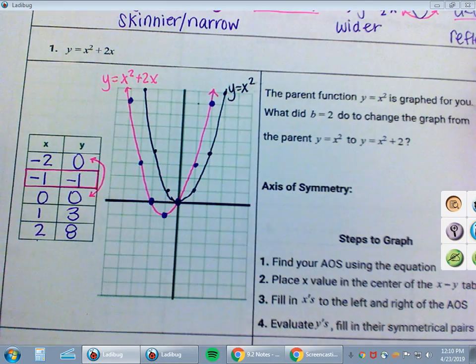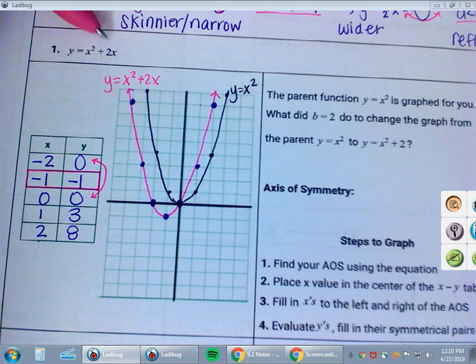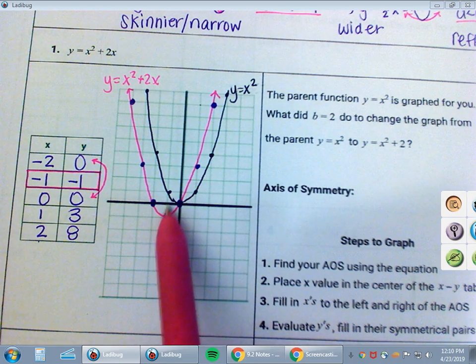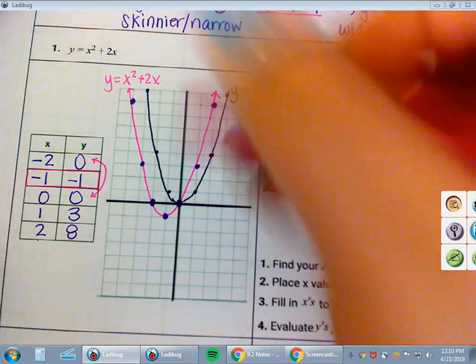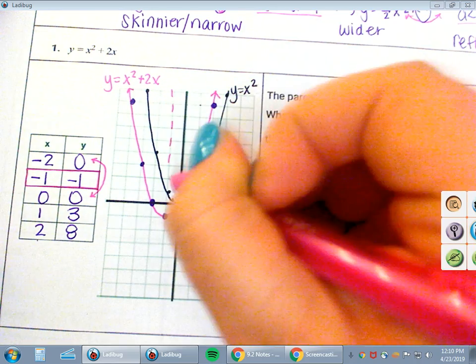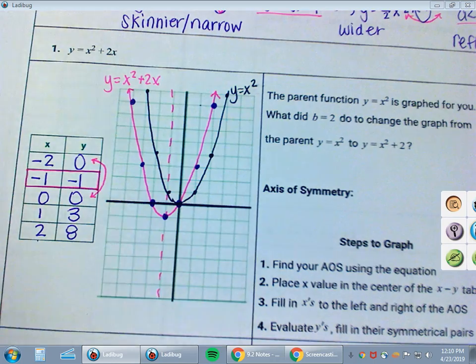And it says the parent function is graphed for you. What did b equals 2 do to change the graph of the parent function? So notice this one was different because we had a b term. It moved it, it looks like left and then down. So it moved it left or right, it could be, or up, down. The way I'm going to look at it is it moved where our axis of symmetry is. It was at the origin here, and now it moved left.